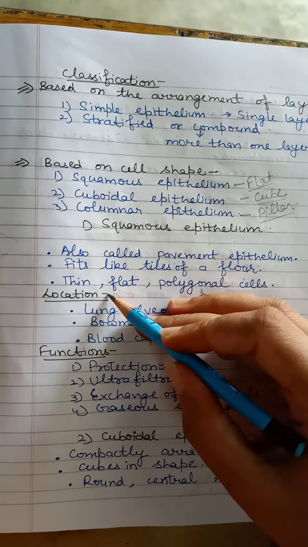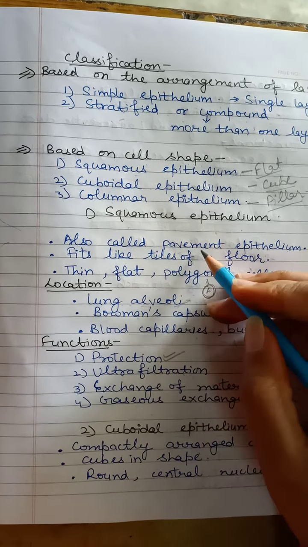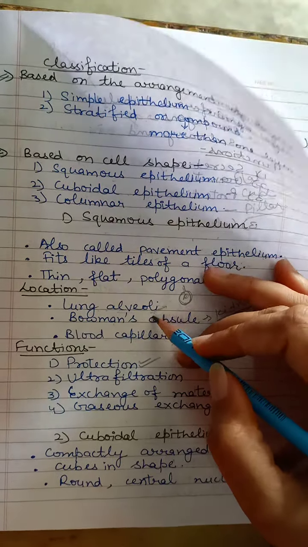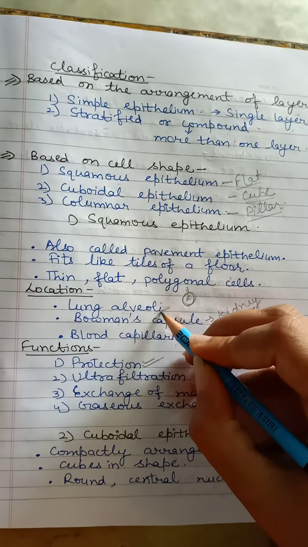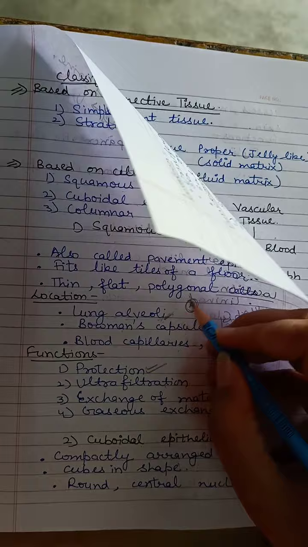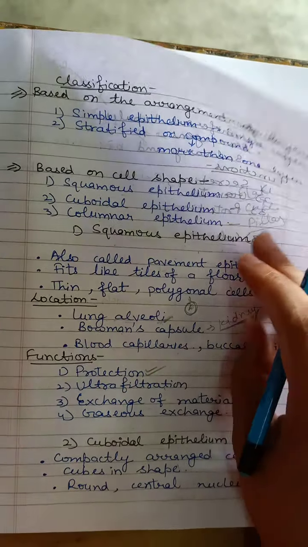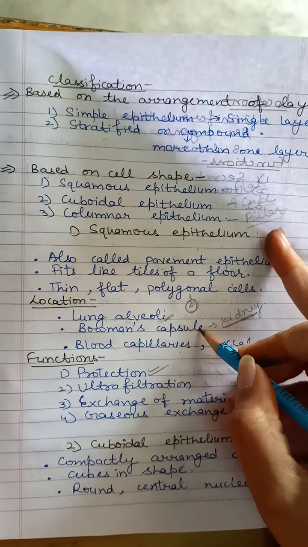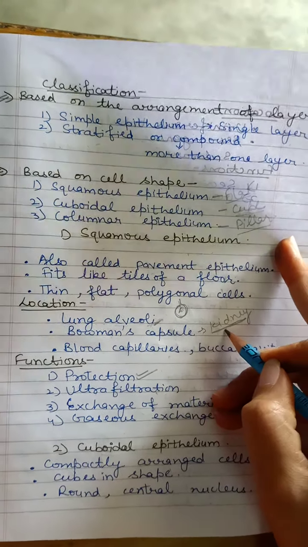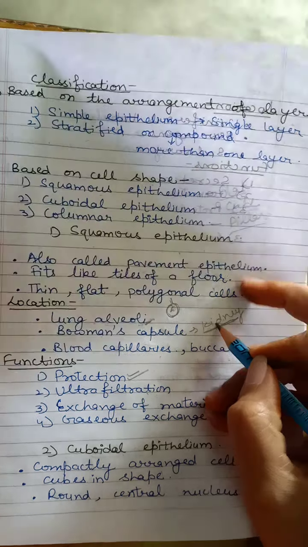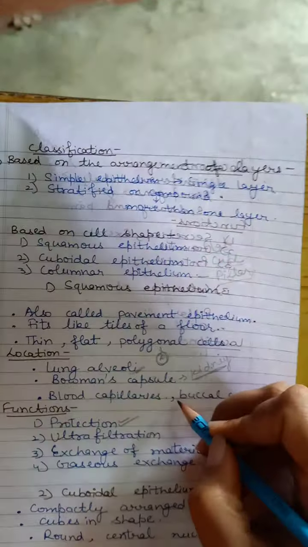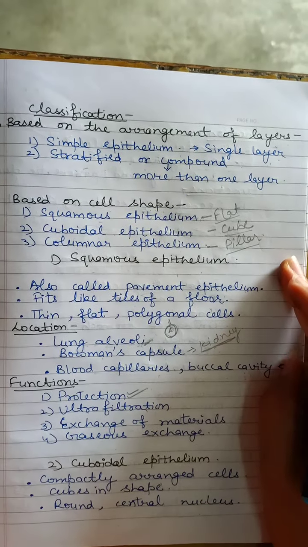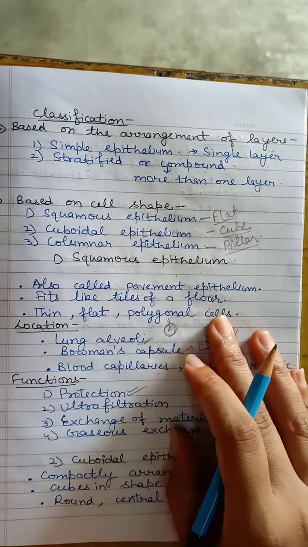Next is the location. कहाँ पर present होंगे squamous epithelium? They are present in the lungs, alveoli. In the previous video we have done what is the meaning and what is the function of the alveoli. Second is the Bowman's capsule. Bowman's capsule is present in the kidneys, and kidneys filter the blood. Next, they are present in the blood capillaries and buccal cavity also.